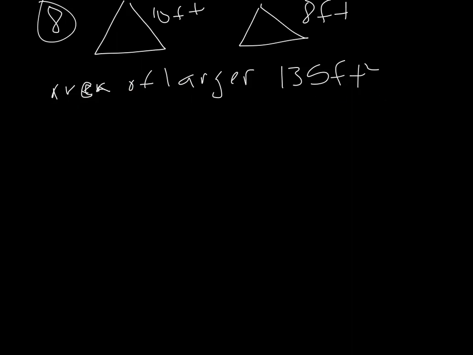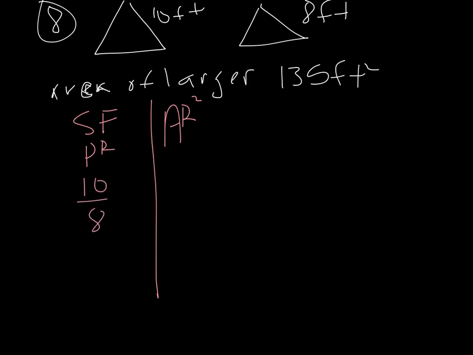Question number 8. So again, here's where we do scale factor, perimeter ratio. Remember, those two things are the exact same. We have our area ratio. So when I'm doing perimeter ratio or scale factor, that's where you compare the two side lengths. I'm going to simplify that fraction. Both of those are divisible by 2. So that would be my scale factor or perimeter ratio. Remember, those are the exact same thing.